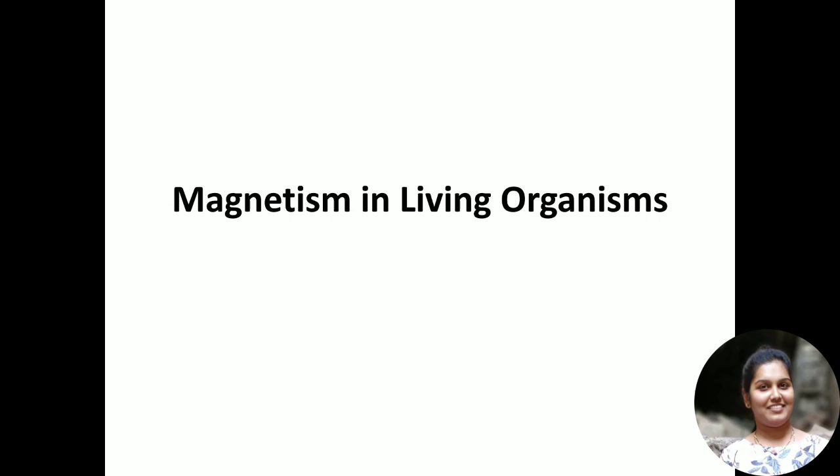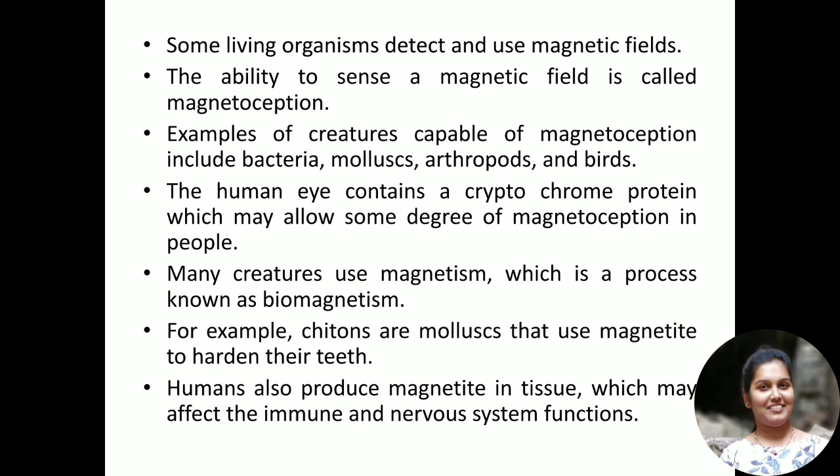And next, the learning objective is magnetism in living organisms. Though we may not observe the most common things that happen in our life, all the things which are in front of our eyes possess some kind of magnetism. So we'll try to know some of them.